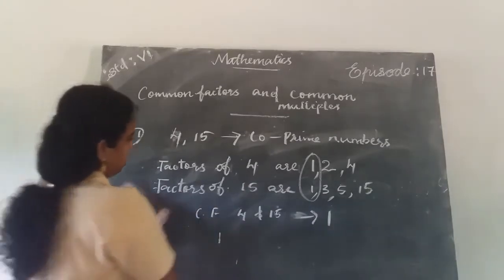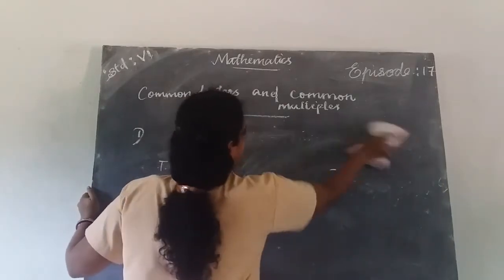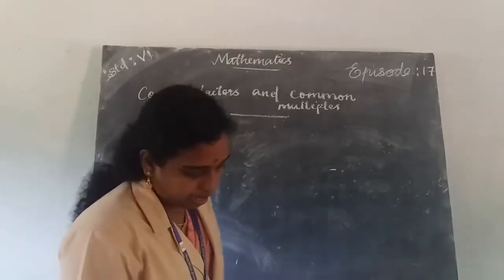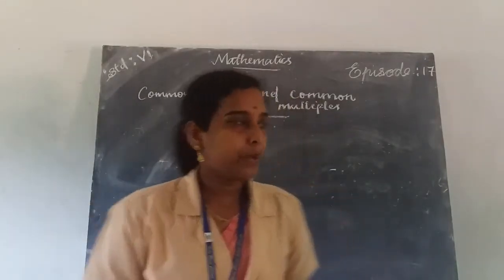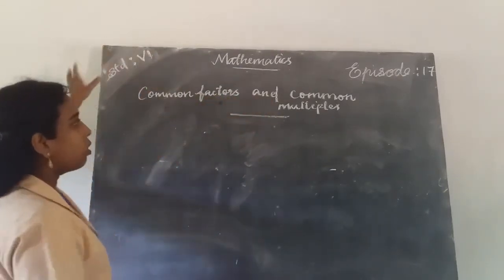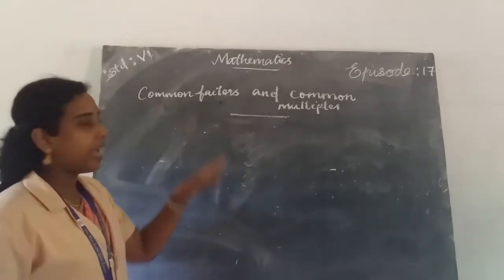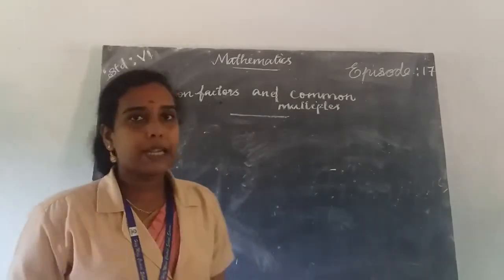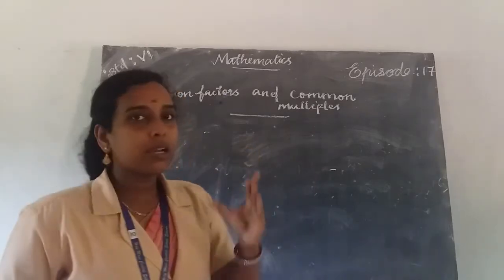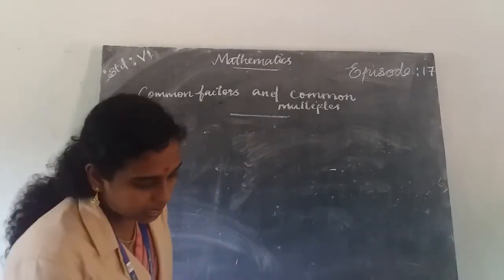Okay. So another example. Find the common multiples. Now we can find the common factors. Then now we can start to find the common multiples of numbers. Like the common factors, we can find the common multiples of given numbers. For that, we first find the multiples of the given numbers separately. Then we find the common multiples from both numbers. Okay. So let us see an example.